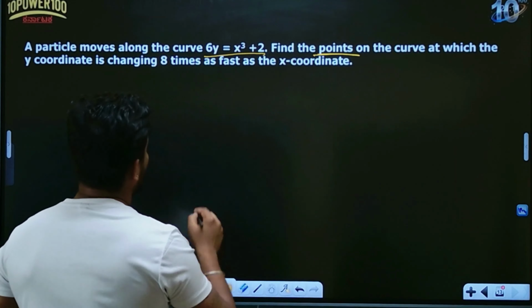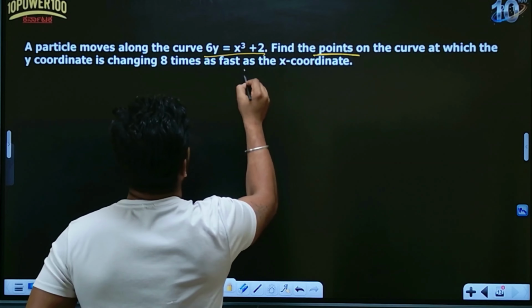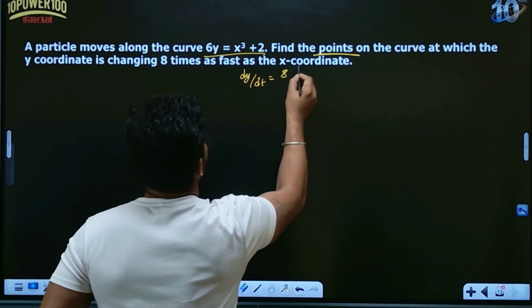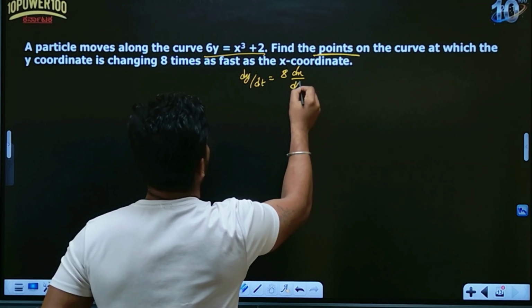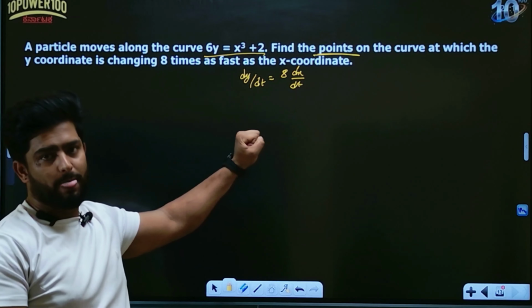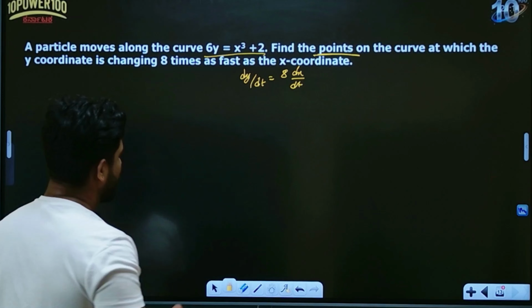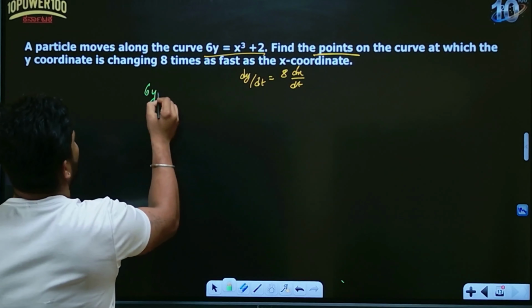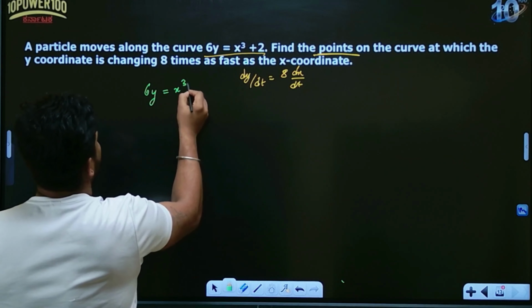ಸೊ ಇದಂದ್ರೆ ಏನು ಗೊತ್ತಾ, ಇದು ಬರ್ಕೊಳ್ಳಿ, y coordinates ಅಲ್ವಾ. So dy by dt ಮಕ್ಕಳೇ, okay, is equal to 8 times of dx by dt. 8 times of dx by dt. ತುಂಬಾ ಇಂಪಾರ್ಟೆಂಟ್ ಇದು, ವಿತ್ ರೆಸ್ಪೆಕ್ಟ್ ಟು ಟೈಮ್ ಓನ್ಲಿ. ಓಕೆ, ಈಗ ಕೊಟ್ಟಿರೋ ಈಕ್ವೇಶನ್ ಬರ್ಕೊಳ್ಳೋಣ. ಸೊ ಕೊಟ್ಟಿರೋ ಈಕ್ವೇಶನ್ ಈಸ್ 6y is equal to x cube plus 2.